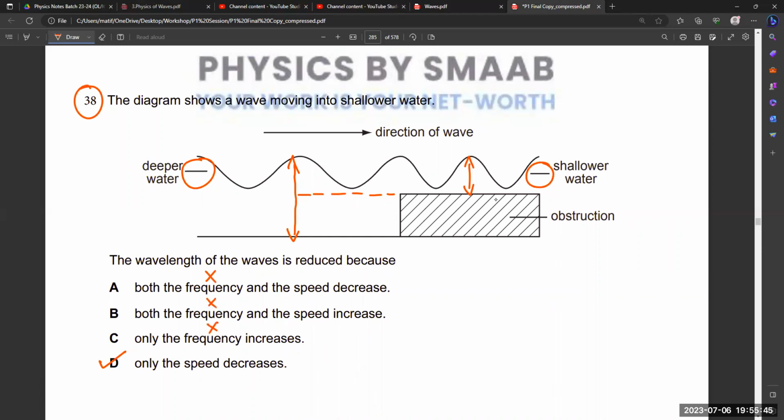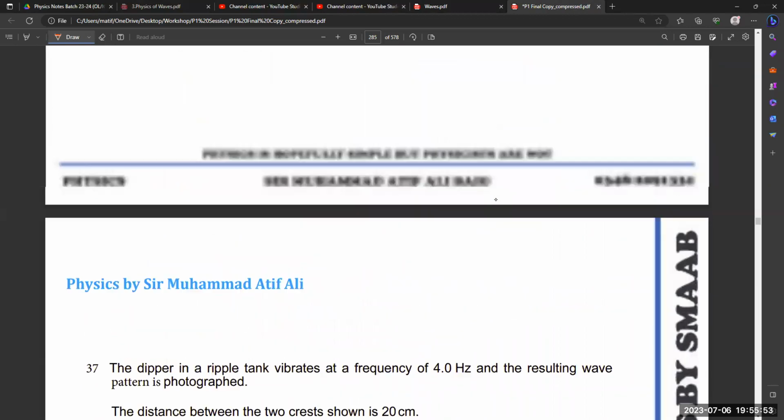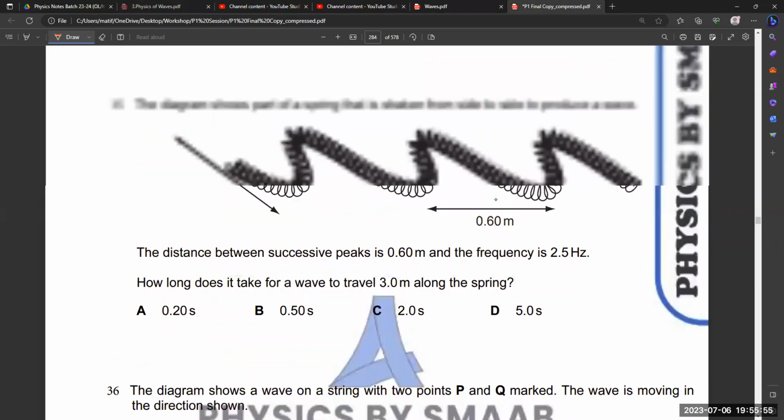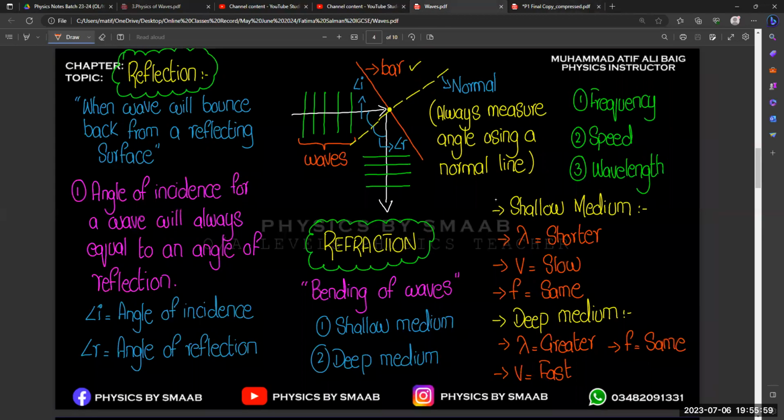So these types of questions are very much included in your exam. We will also discuss them in classes, because today we will only discuss the basic terms.